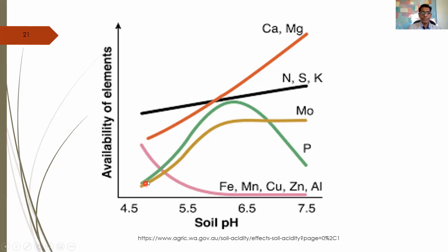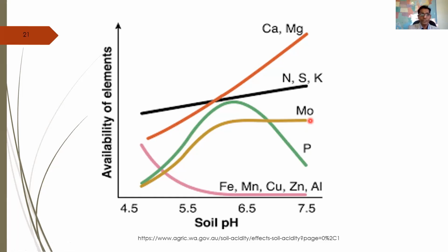But if we take a look at the green part here, phosphorus actually becomes more available at a pH around 6.5, and the availability decreases when the pH increases. On the other hand, we see that the micronutrients are more available at acidic or lower pH, and become not much available at higher pH, except for molybdenum. For molybdenum, as the pH increases, the availability also increases until it reaches 7.5.